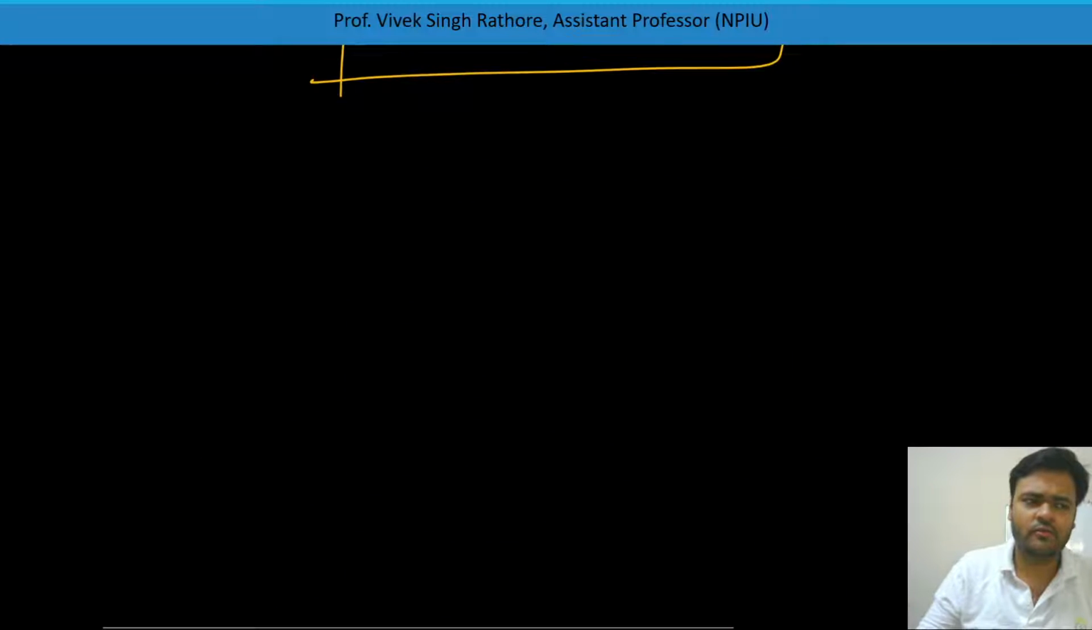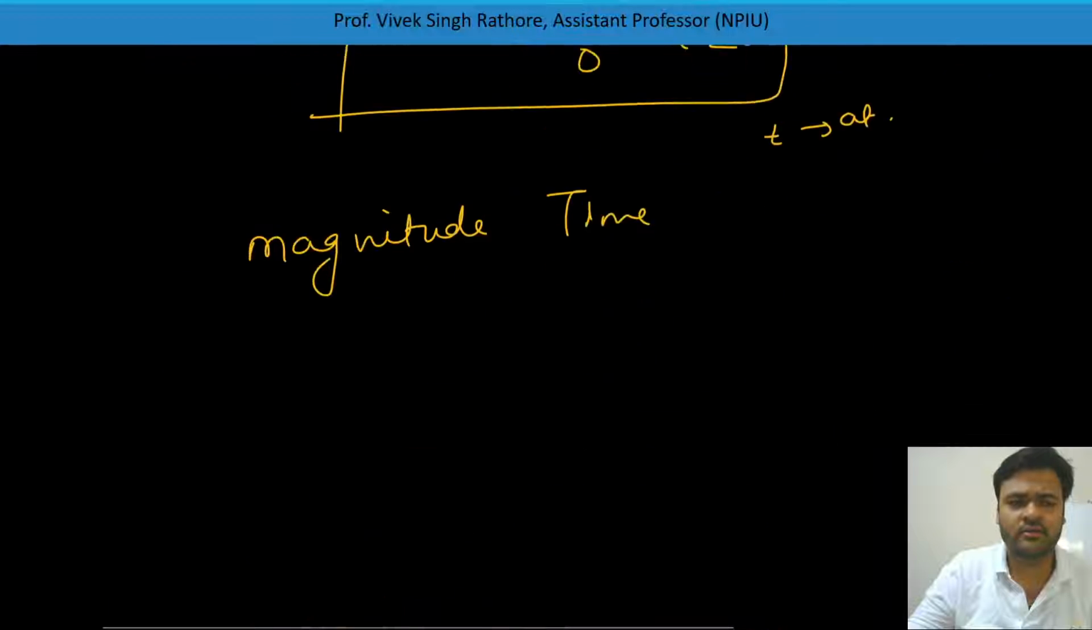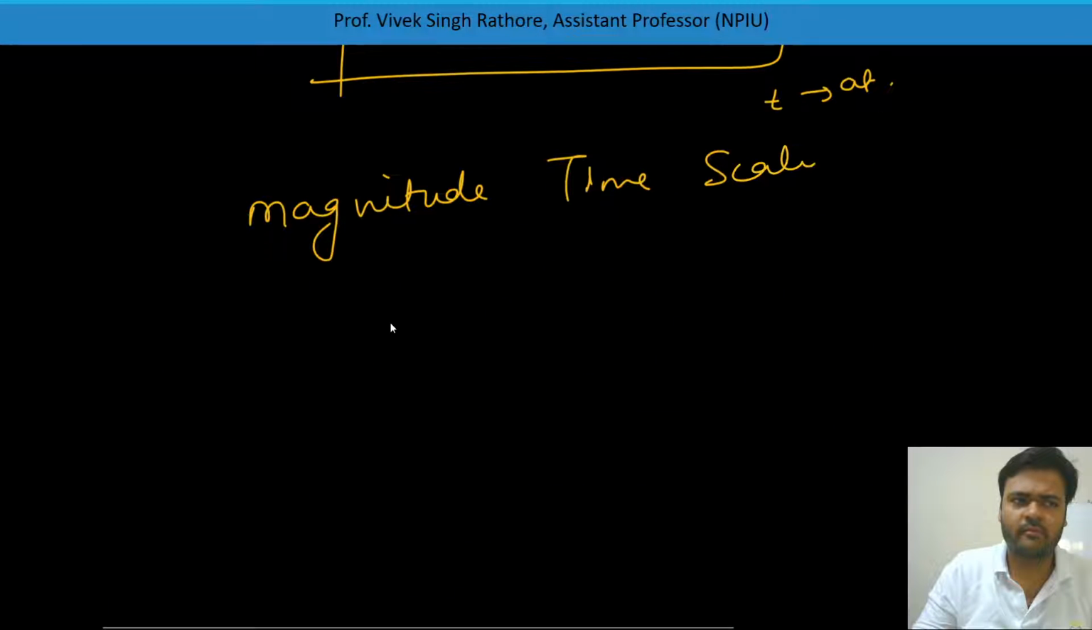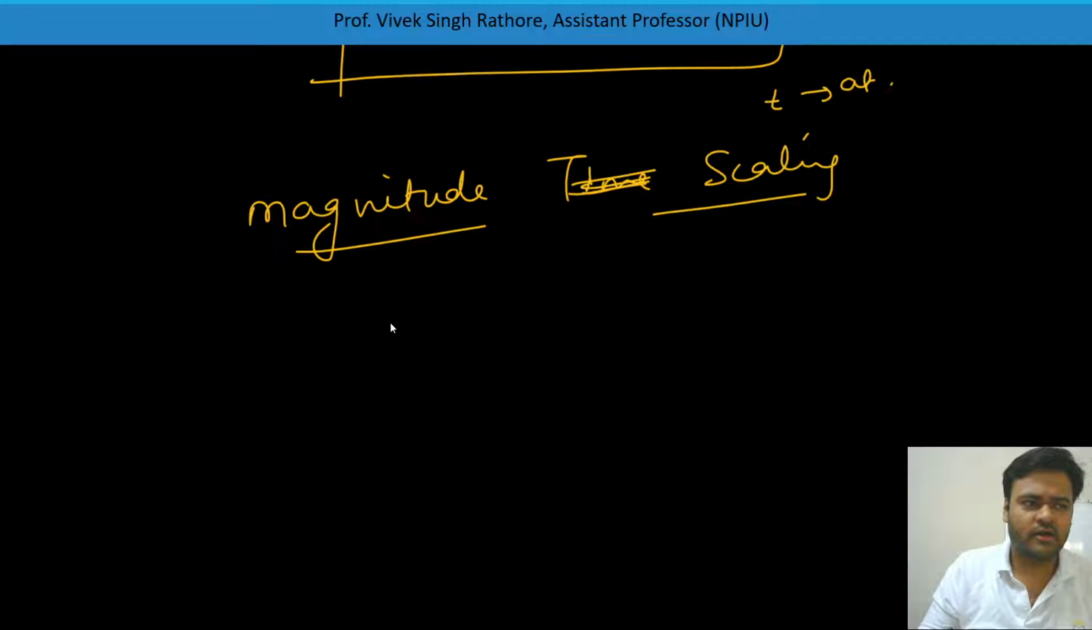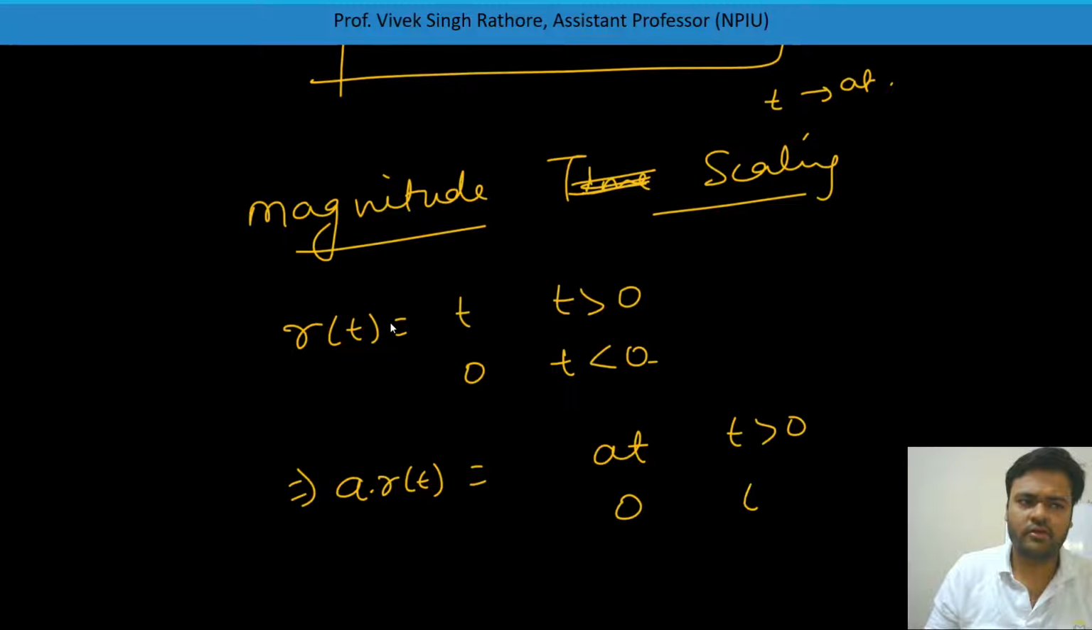Now let's suppose you are doing magnitude scaling. Earlier we were doing time scaling, which means t changes to at. Now we are just multiplying a scaling factor in front, and that is called magnitude scaling. In magnitude scaling, if r(t) is t for t greater than 0 and 0 for t less than 0, and we multiply a in front of it, what do we get? a times r(t) is equal to a times t for t greater than 0, and 0 for t less than 0.